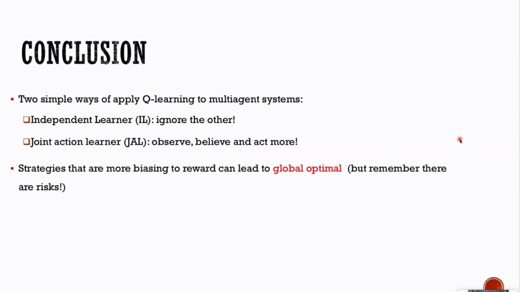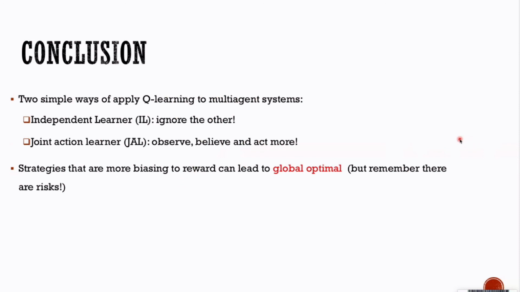For the conclusions, I would say that there are two simple ways to apply Q-learning to a multi-agent system. One is the independent learner, which is just a solution where you simply ignore your partner. The second solution is that we observe the actions others are playing, and then we make assumptions about the strategies they are following, and then take more care in evaluating the actions.